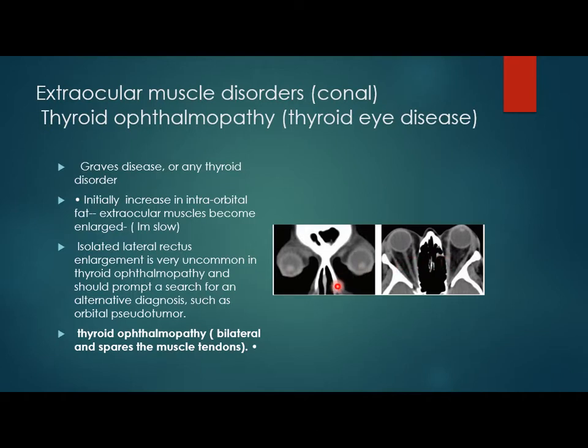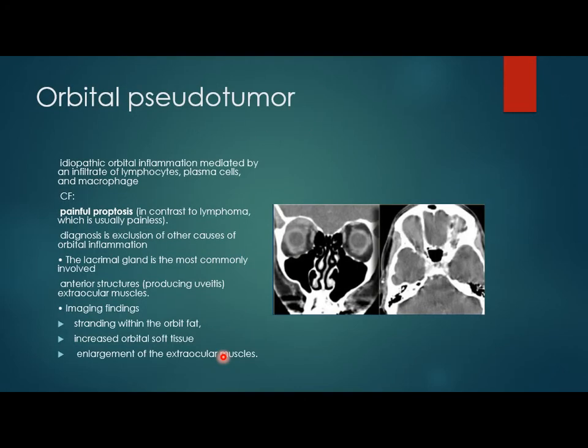Here, the first muscle involved is the inferior rectus. First of all, there is an increase in the fat. Here there is proliferation of the fat with some proptosis of both eyes. We measure this from here to here: we make a line, and there should be one third of the globe behind this line. If the globe is outside it, it's exophthalmos. And also we say that it's bilateral and spares the muscle tendon. It's important to differentiate it from the other causes.